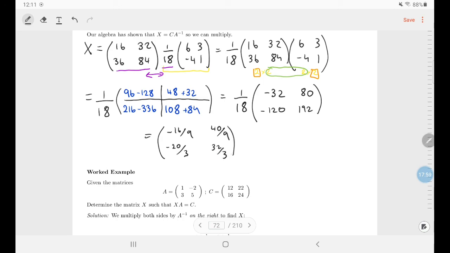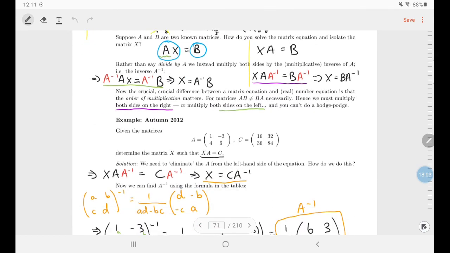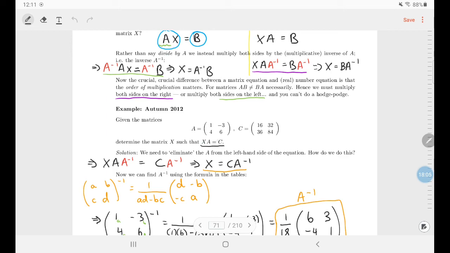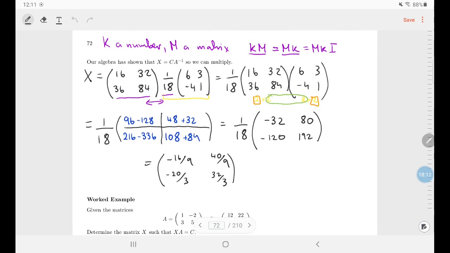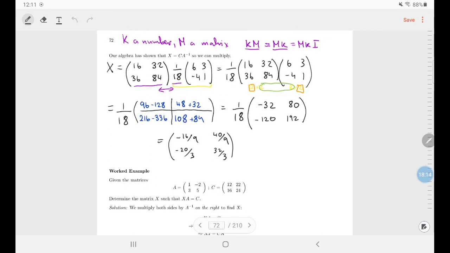So this is a matrix that we've found that has the property that if we do that matrix we just found times A, we get C. Now that's a totally abstract thing and you're like, why are we doing this? We will see applications next week.